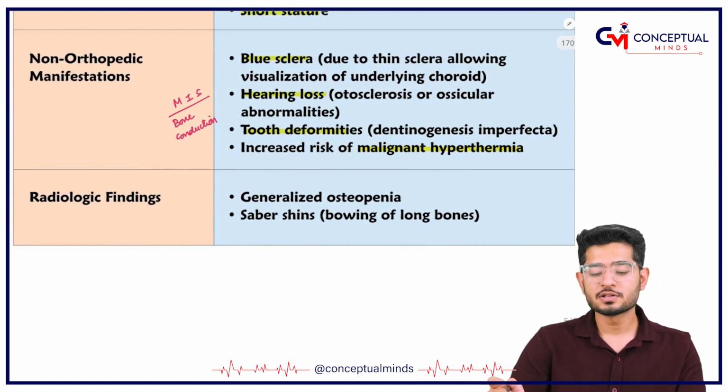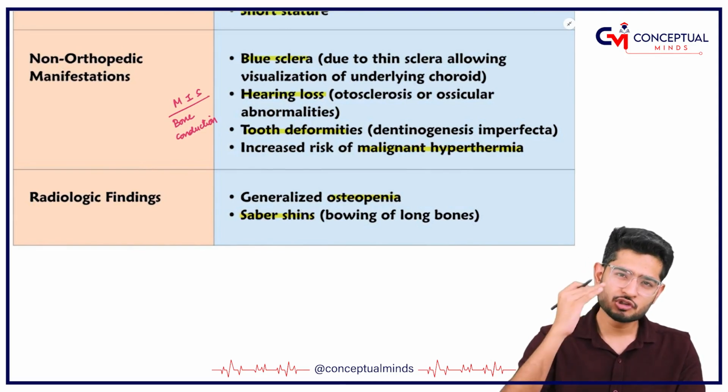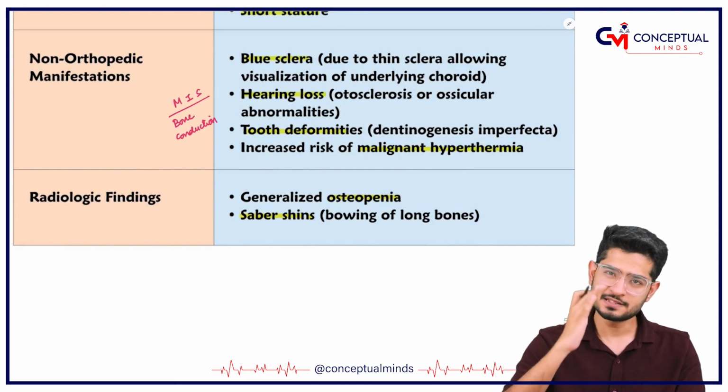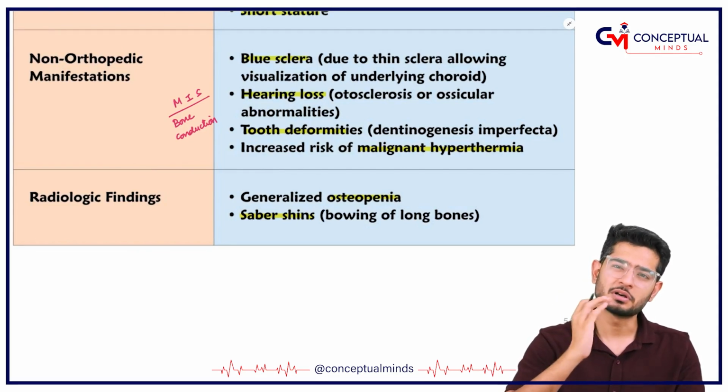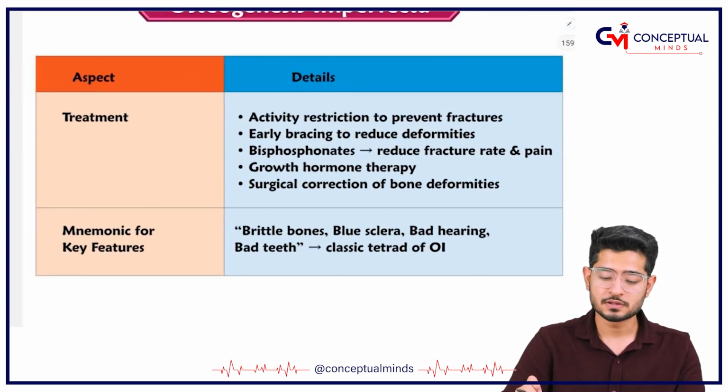What will be the radiological findings? Of course, there will be osteopenia, and there will be saber shins. Now what is a saber shin? The shin of the tibia is going to be saber-like, which means it is rounded and curved. So saber shins are seen in osteogenesis imperfecta.